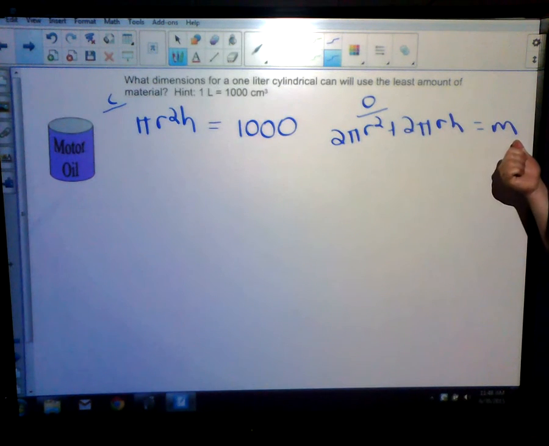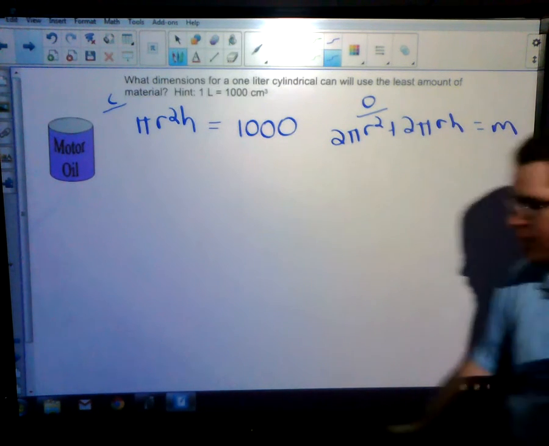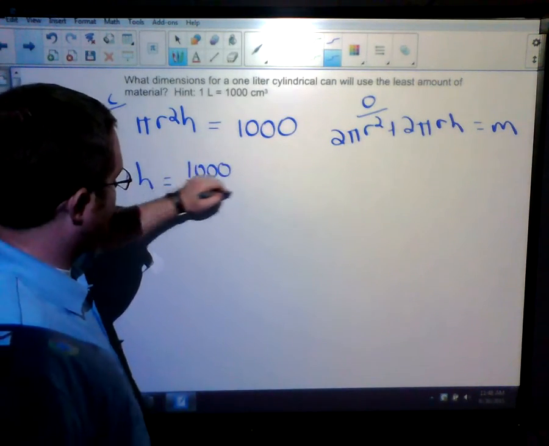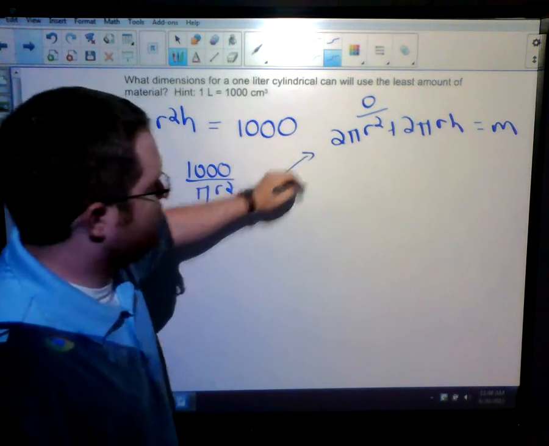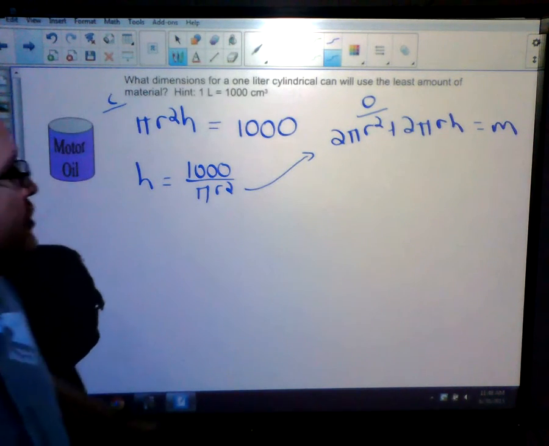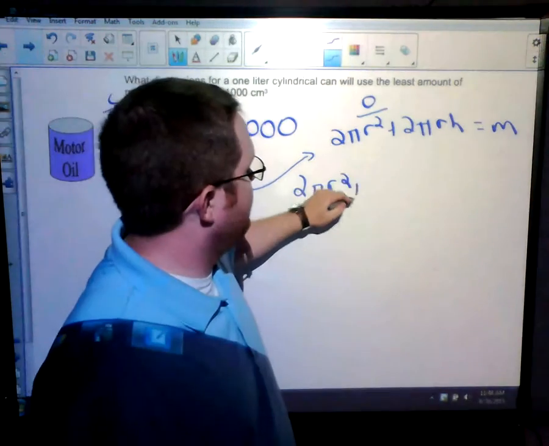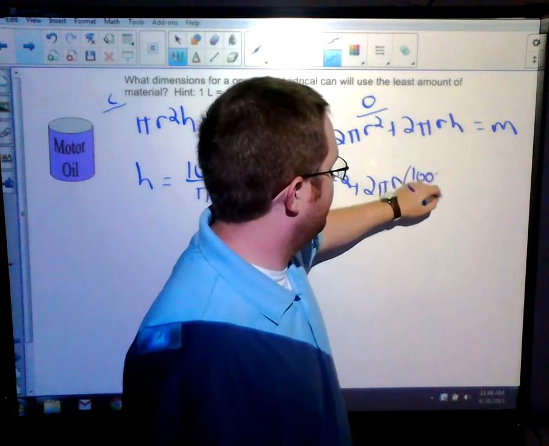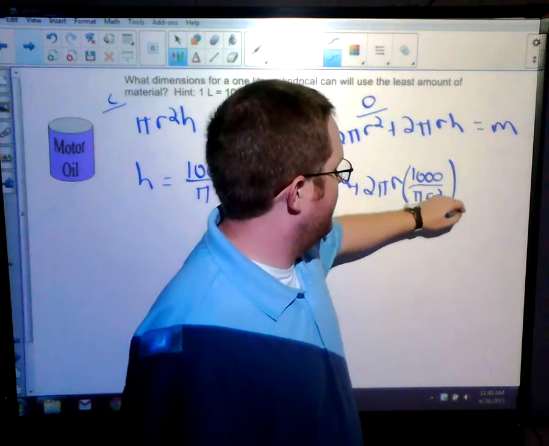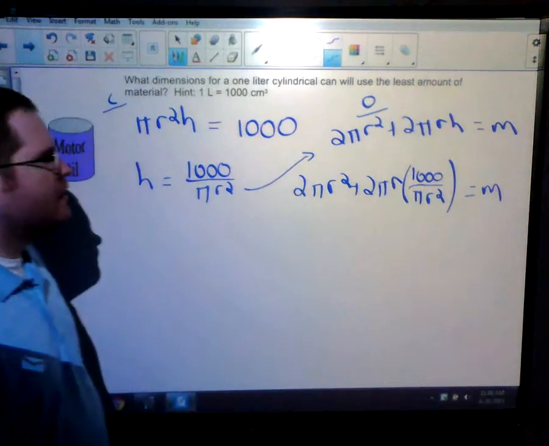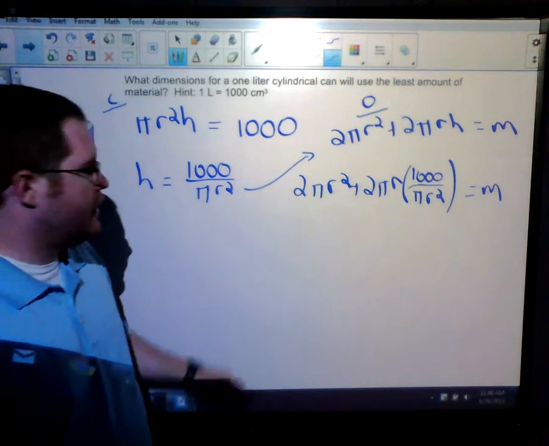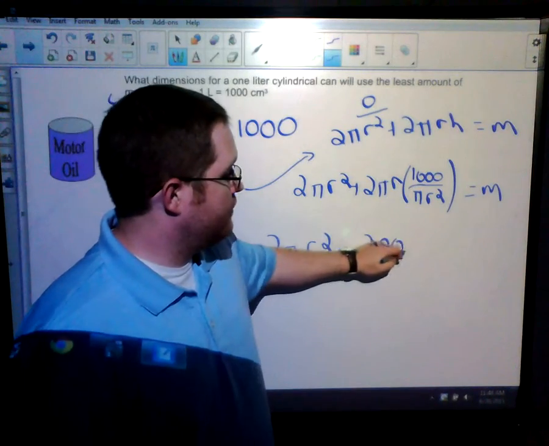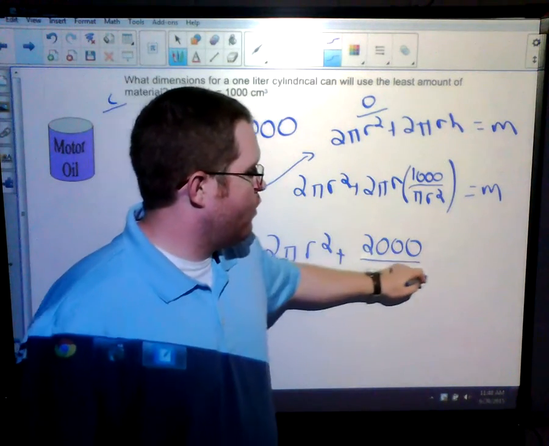Take the derivative and set it equal to 0. But I have too many variables. So let's solve one of these. H equals 1,000 over pi r squared. Plug it in here. We're going to get some very complicated numbers here. 2 pi r squared plus 2 pi r h is 1,000 over pi r squared. And that's what I want to minimize. Clean it up. 2 pi r squared plus 2,000, the pi's will cancel, over r is equal to m.